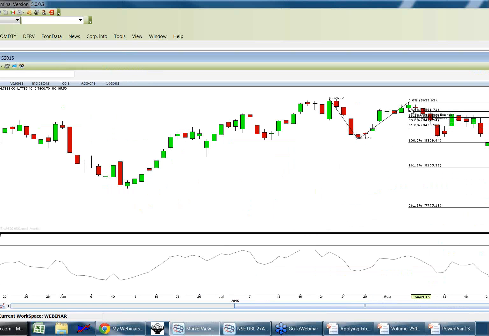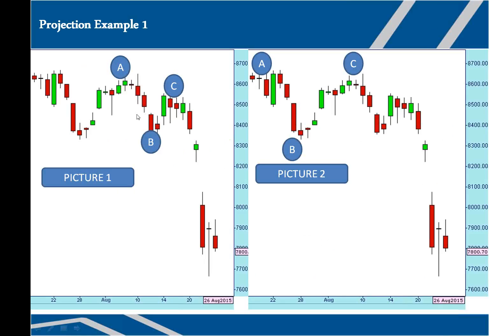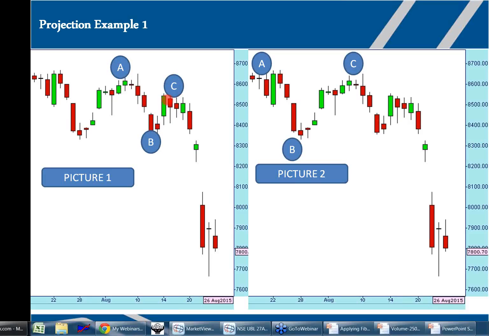The reason why this is correct, this is the right one. Picture 2. Picture 2 is correct because here the point C is too much of a sideways action. Can everyone see this part? It's too much of a sideways action, hence this cannot be considered. Picture 2 is more appropriate, and that's what we have drawn in this chart.